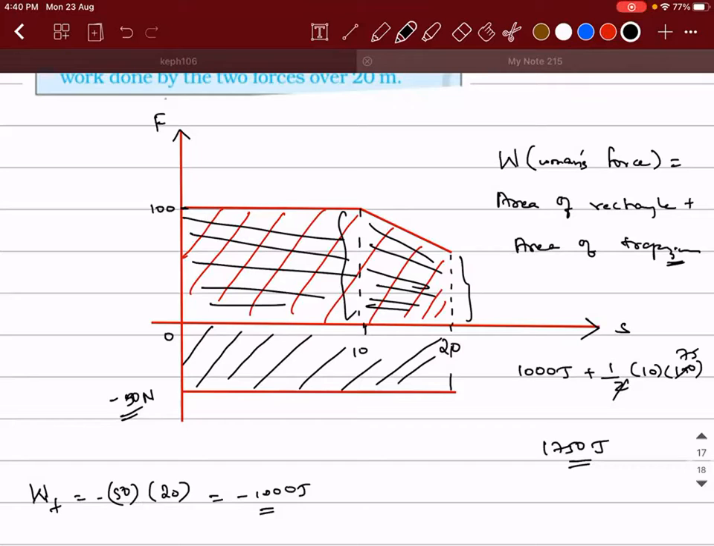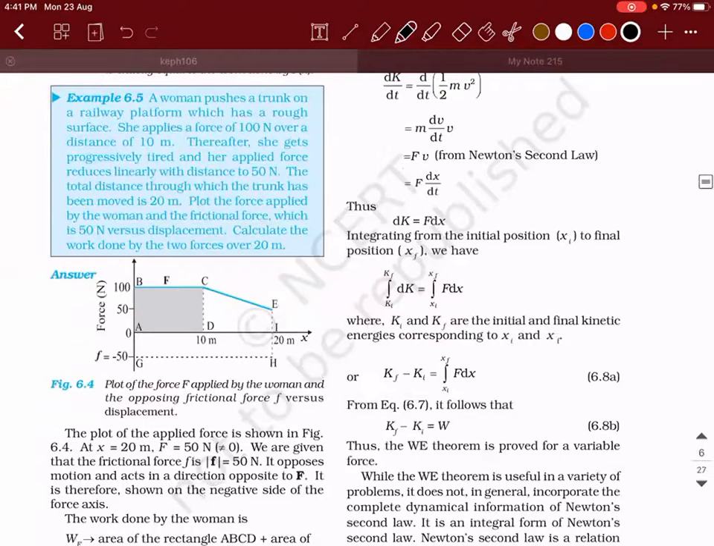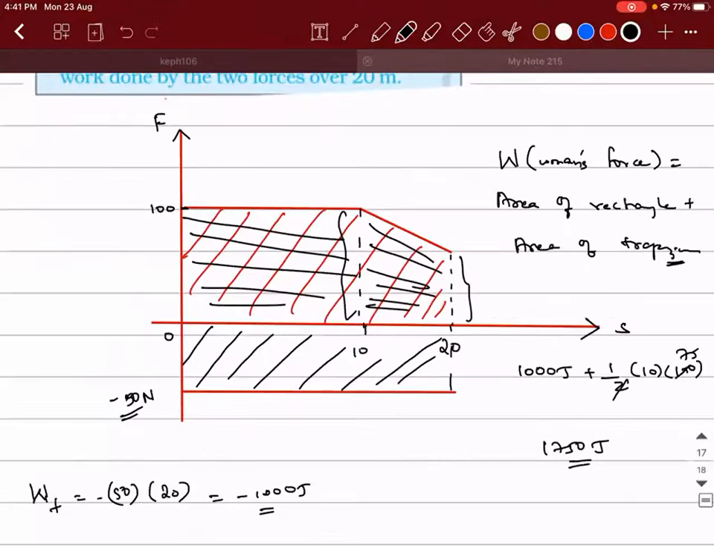Okay, sir. Because we don't know what kind of surface the trunk is being pulled on, even if we push it, it should be the same, unless they mention it. Yes, unless they mention it, it is going to be the same.